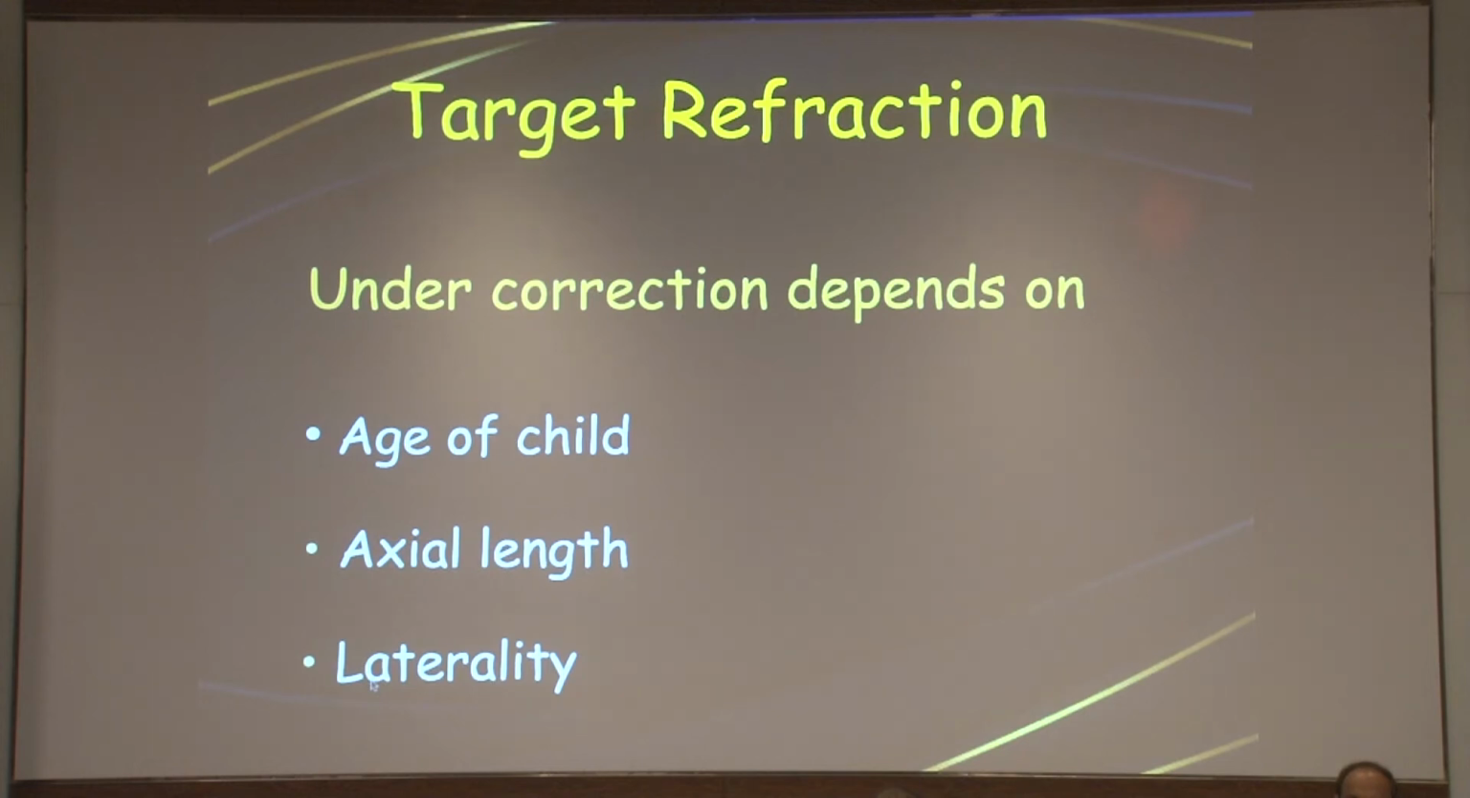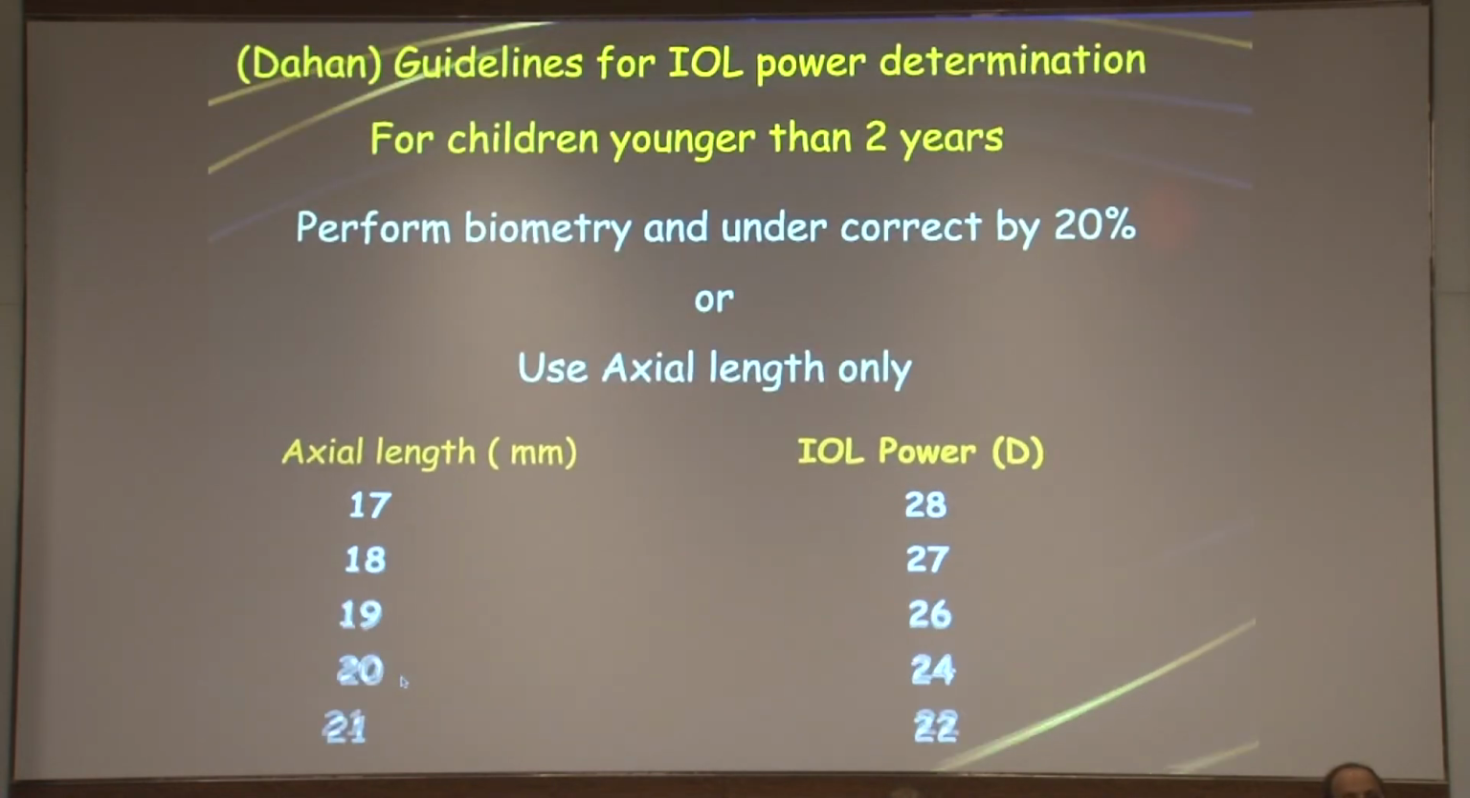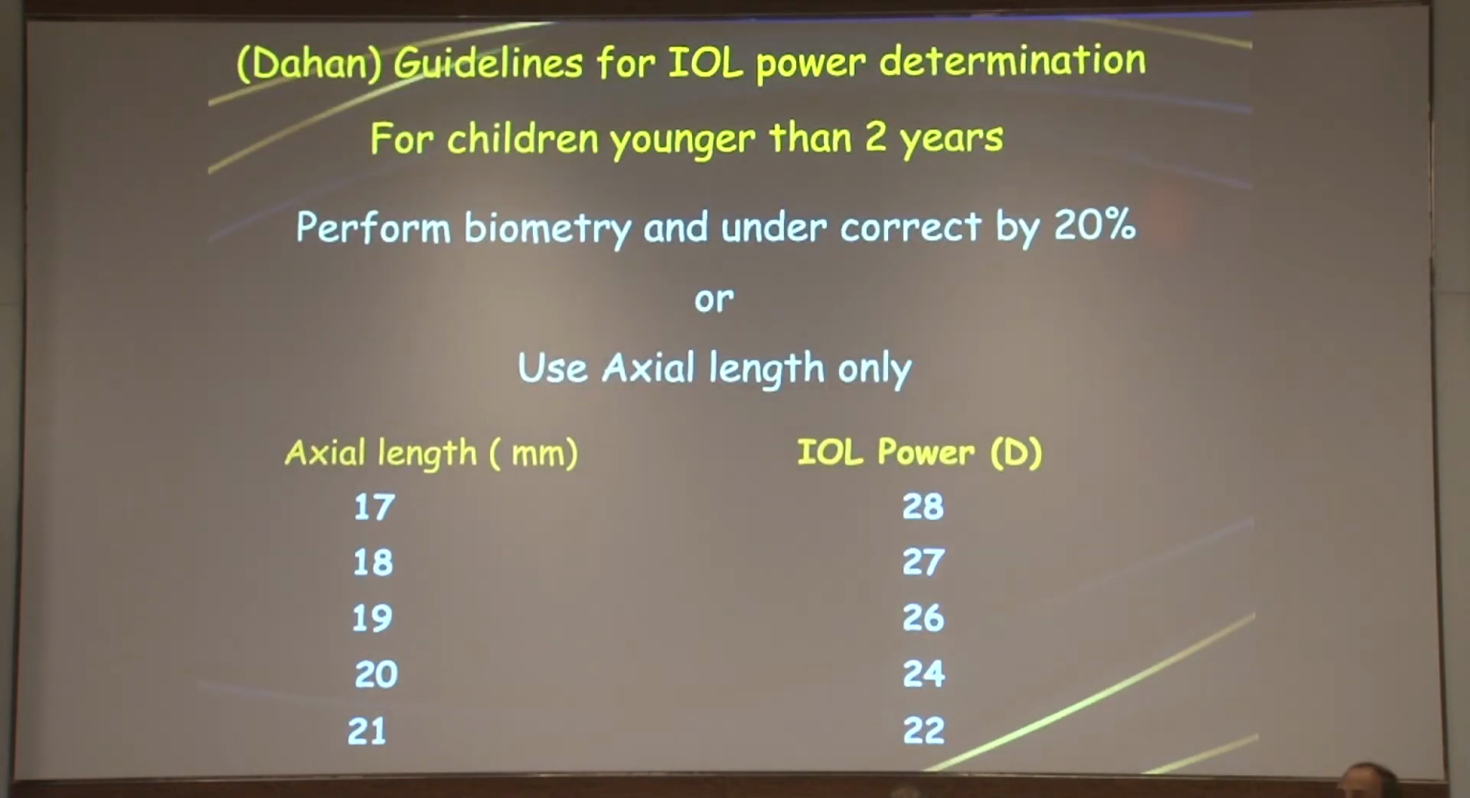But the other difficulty with unilateral cataract is that you don't want to create an extremely high level of anisometropia between the two eyes. So unilateral cataracts are a real challenge. And there are several guidelines as to how much to undercorrect or what power to use. In the early period, only axial length was used as a criterion. Dahan's guidelines suggested fixed powers for fixed axial lengths, and an overall undercorrection of 20% based on the axial length alone.